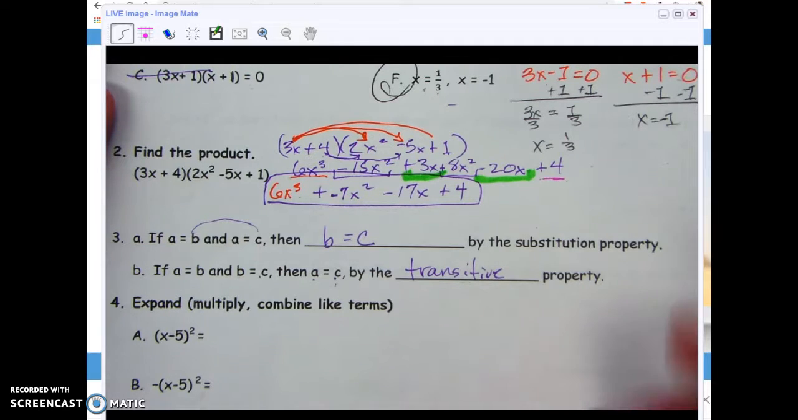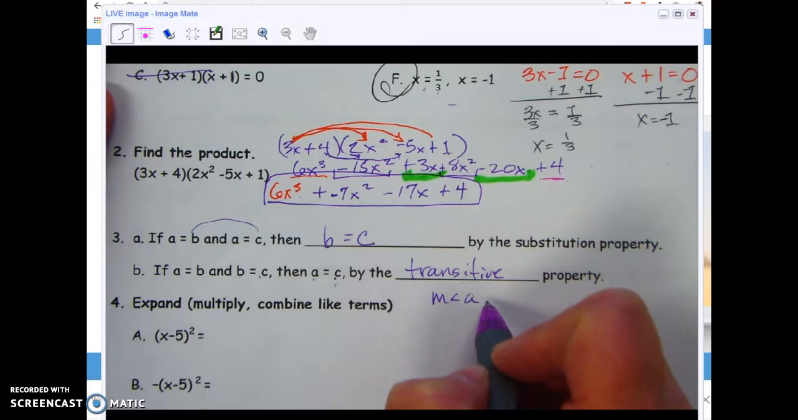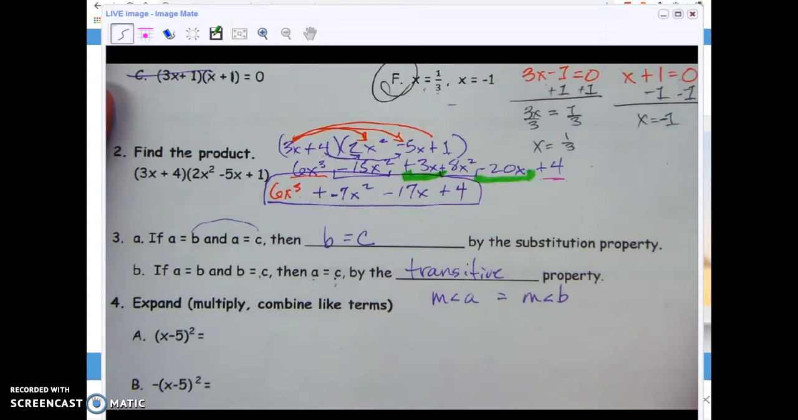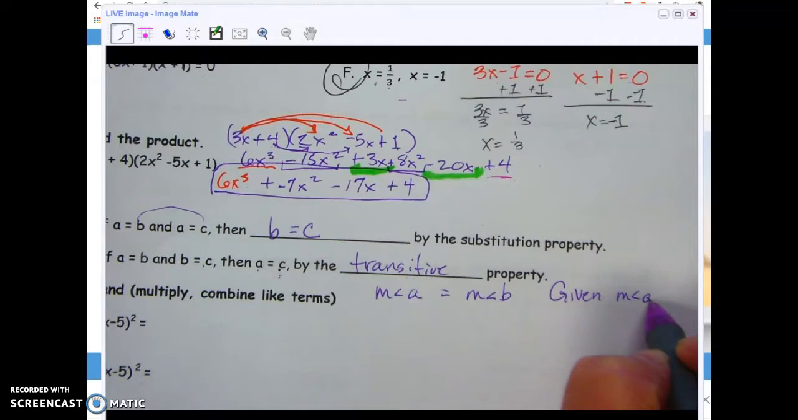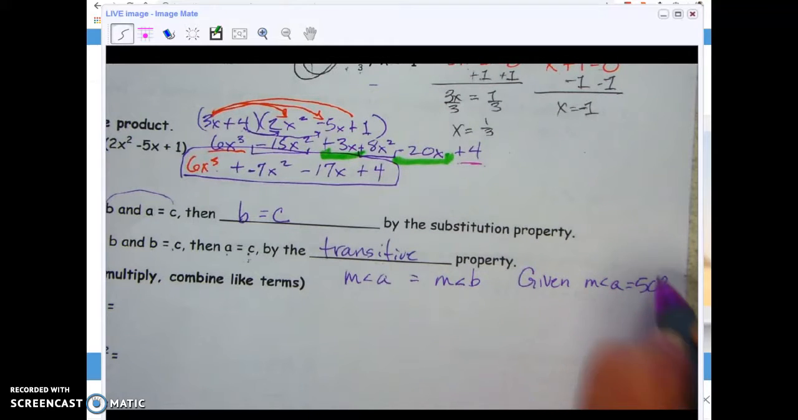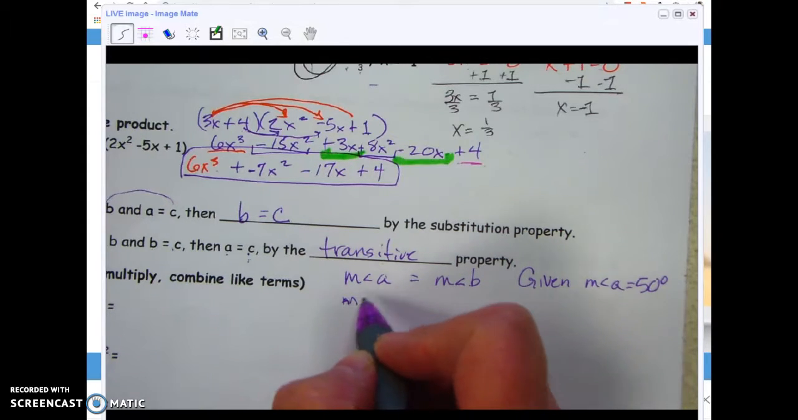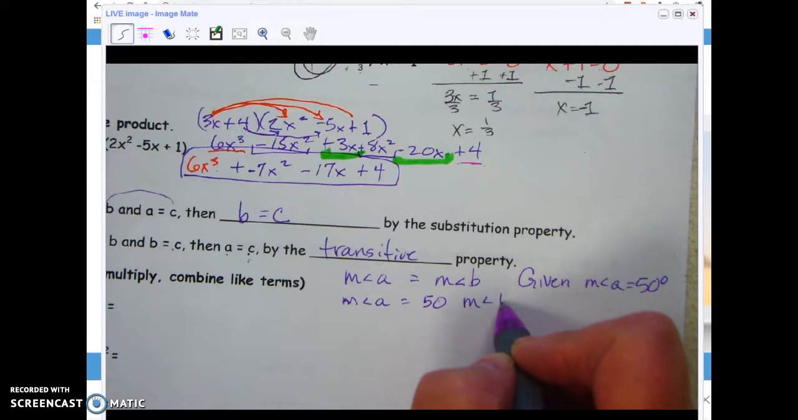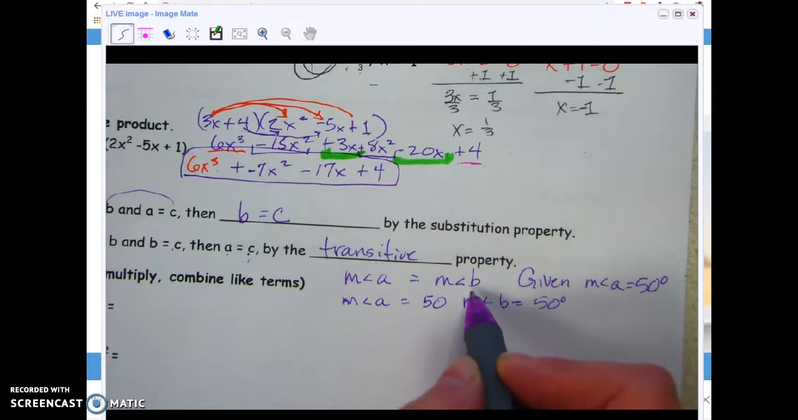Okay, now that also means that if I had something like the measure of angle A equals the measure of angle B, and I had to the side here a given, which states that the measure of angle A equals 50 degrees, then by substitution I can put the measure of angle A equals 50 degrees, and the measure of angle B equals 50 degrees because A equals B.